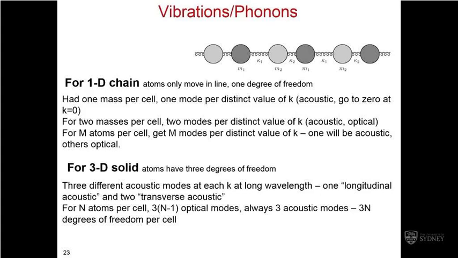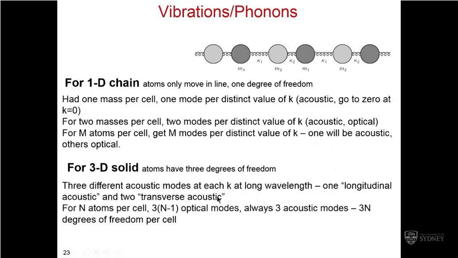Okay? So now let's think about a three-dimensional solid. Instead of just having 1 degree of freedom, the atom can obviously move in x, y, z. So there are 3 degrees of freedom. So what you actually get always is 3 different acoustic modes. They always look like this, and there's 3 of them because you've got 3 degrees of freedom now. One of those acoustic modes will be longitudinal, and 2 are called transverse acoustic modes.